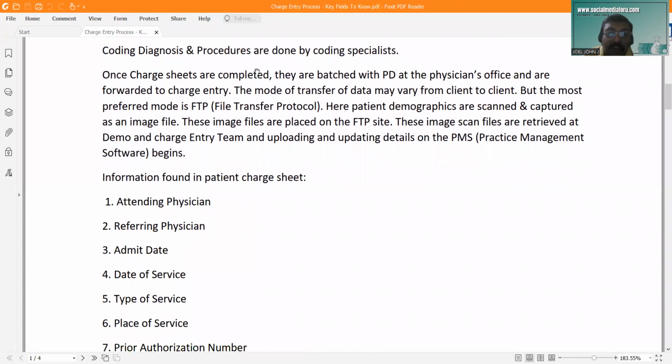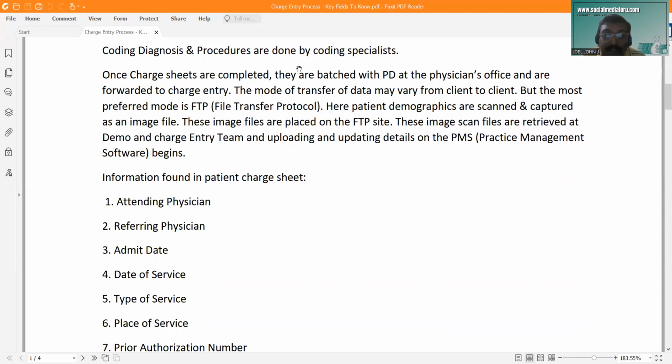Coding. Diagnostics and procedure are done by the coding specialist. Once the charge sheets are completed, they are batched with the PD at the physician office and forwarded to the charge entry. The mode of transfer of data may vary from client to client, but the most preferred mode is FTP, file transfer protocol. This question they even ask freshers, because what's the full form of FTP? To understand your system knowledge, it's file transfer protocol.